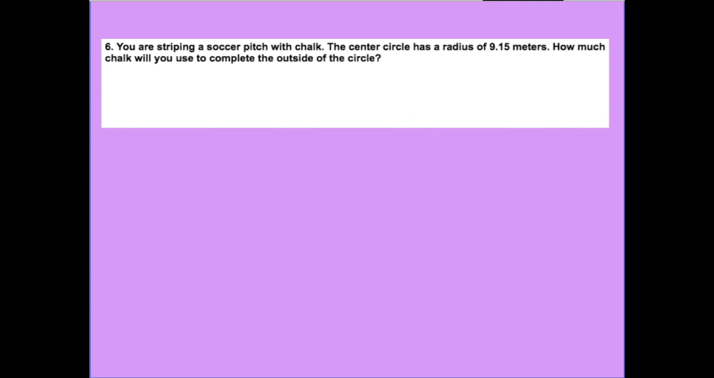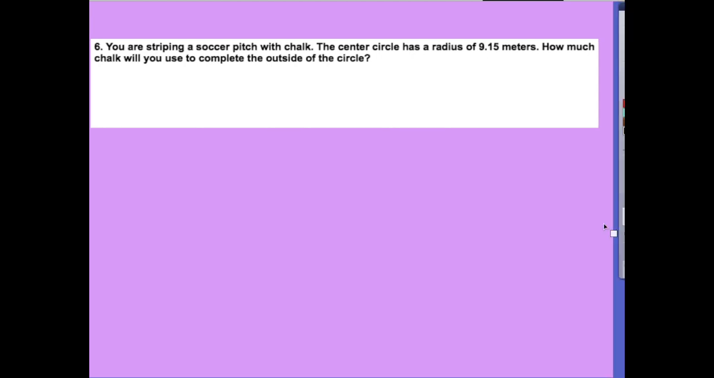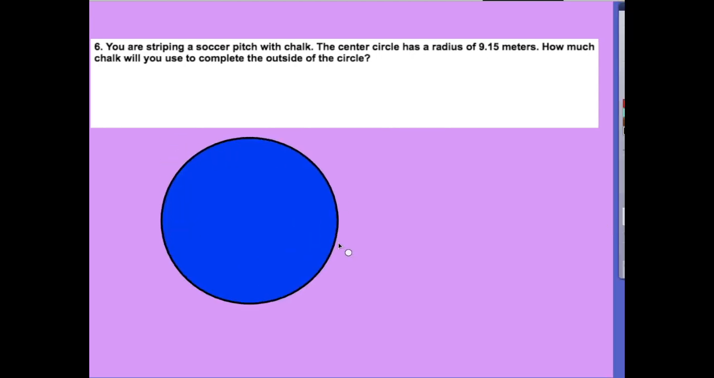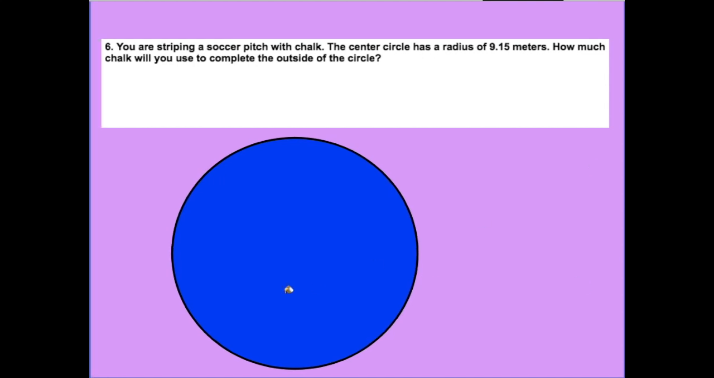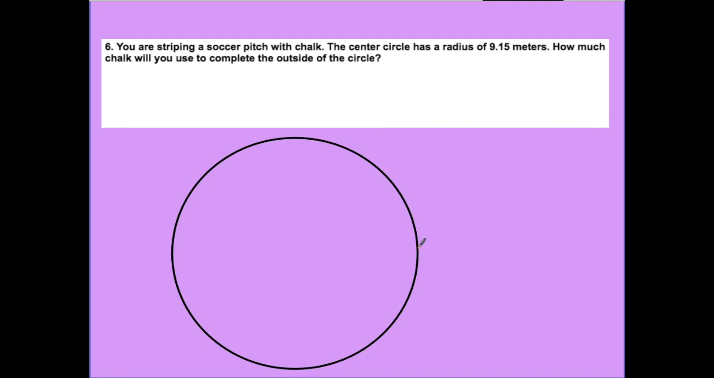All right, next one, you are striping a soccer pitch with chalk. The center circle has a radius of 9.15 meters. So I don't know about you, but I need to see this. The center circle has a radius of 9.15 meters. So I'm thinking of a soccer field. This is the very center, like where they do the kickoff from. So this has a radius of 9.15 meters. All right. How much chalk will you need to complete the outside of the circle?